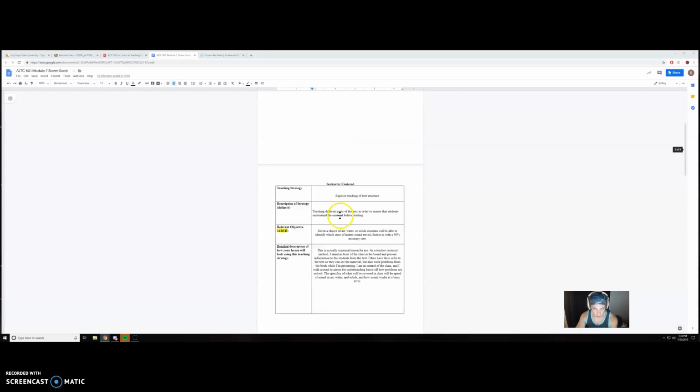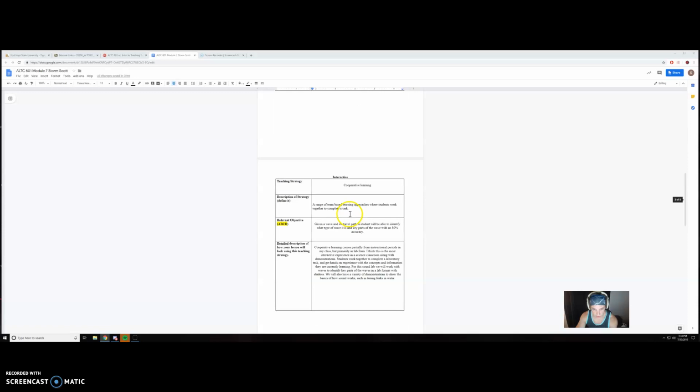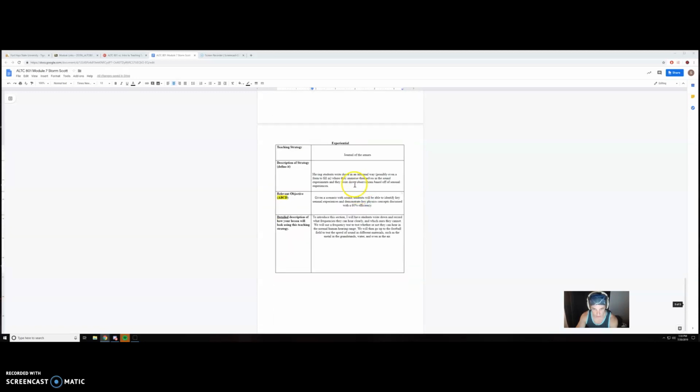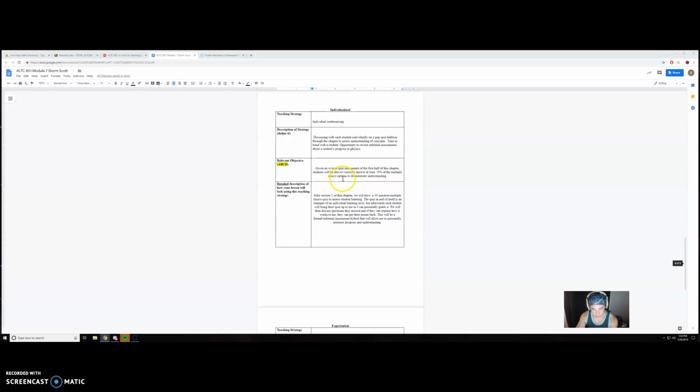For the instructor-centered teaching strategy, I chose explicit teaching of text structure. For the interactive, I chose cooperative learning. For individualized, I chose individual conferencing. And for experiential, I chose journal of the senses.